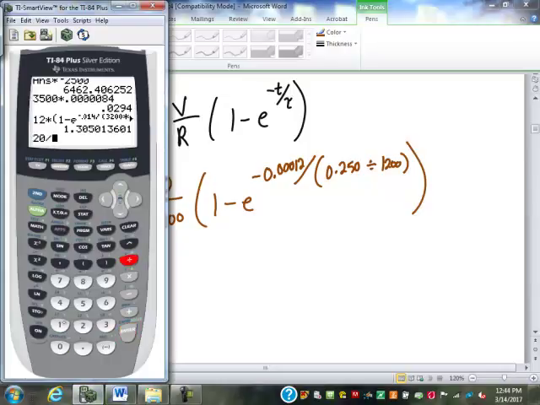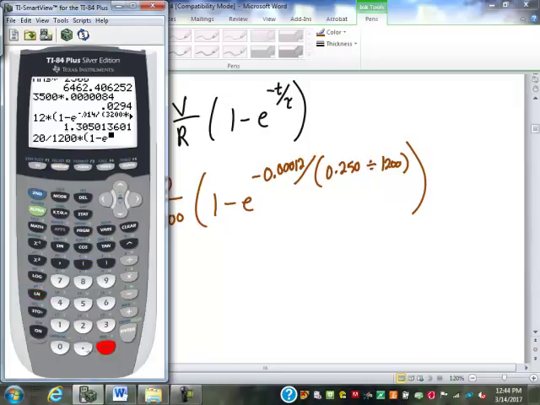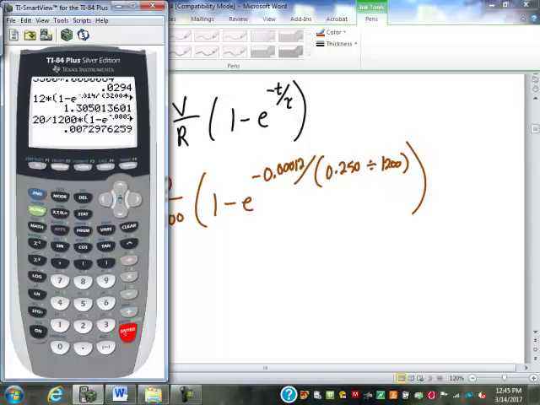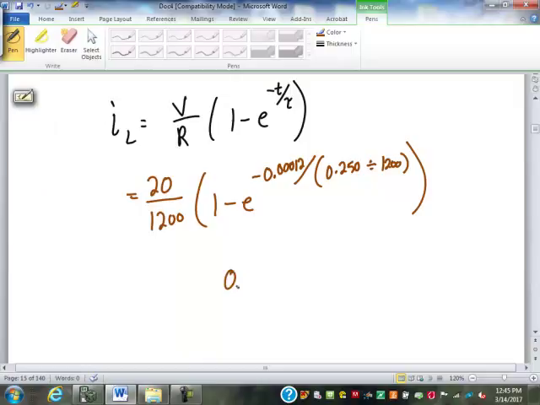So 20 divided by 1200 times parentheses 1 minus second e to the x negative 0.00012 divided by parentheses 0.25 divided by 1200. 0.007297, 0.00730. So that comes out to be 7.30 milliamps.